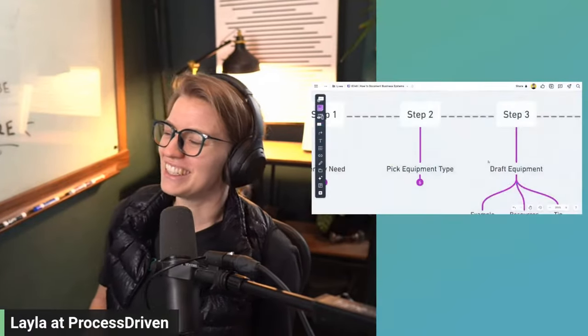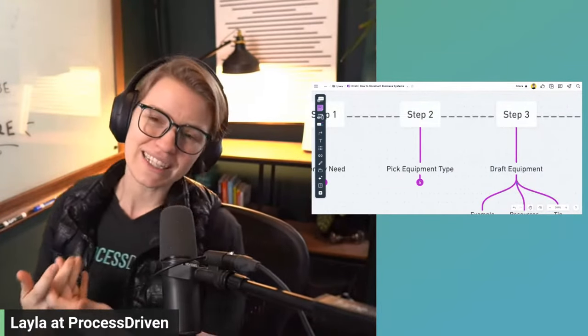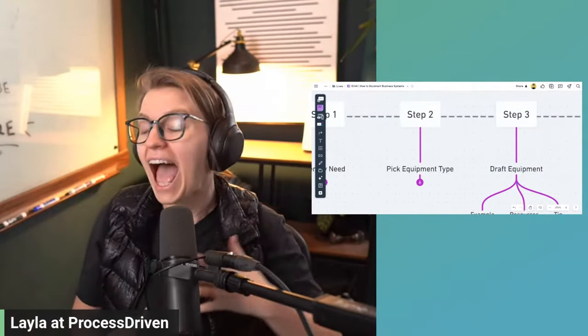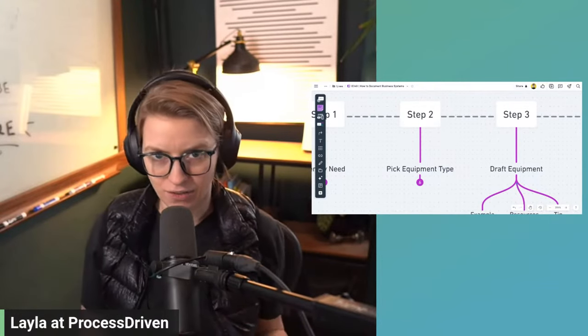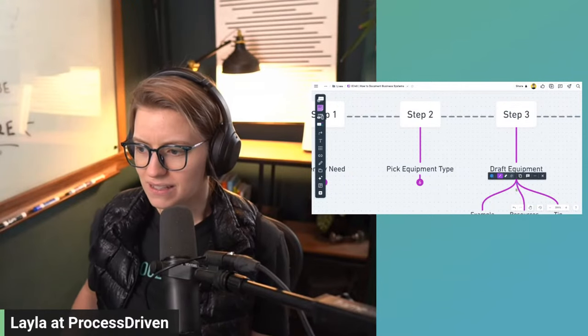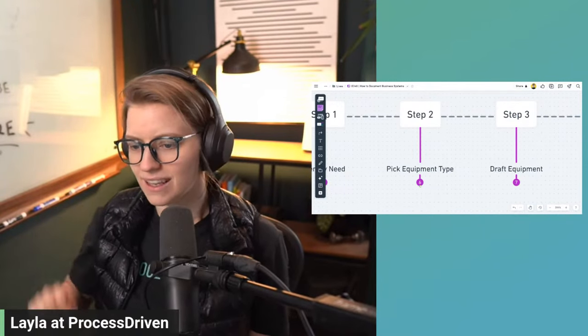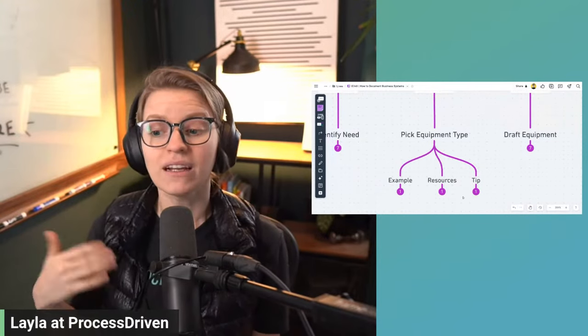If it's just me, I'll move on to step two, which is picking equipment. Once you identify a need, we need to figure out how we can actually get this need satisfied. In the case of the price increase, it might be a little bit clearer. And we need to pick what kind of equipment we want to make our process easier.